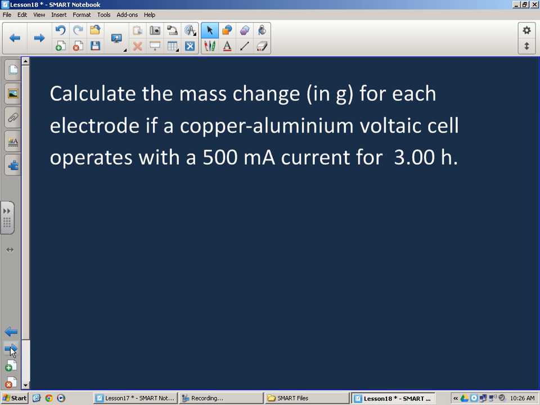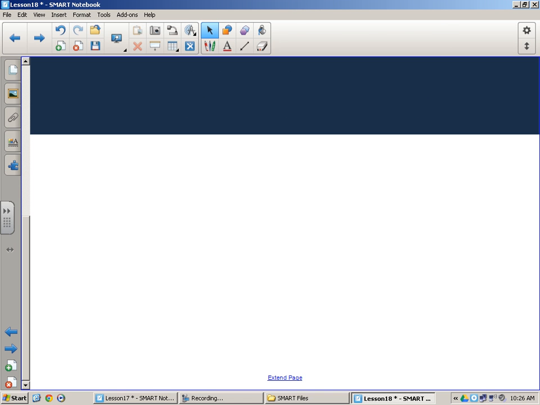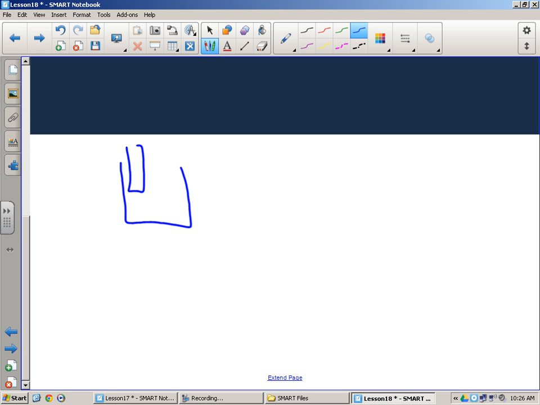It says calculate the mass change for each electrode if a copper aluminum voltaic cell operates with 500 milliamps current for 3 hours. So what we need to do is figure out the mass change for each electrode. If you picture copper and aluminum, it says it's a voltaic cell. We don't have to draw the diagram, but if you wanted to, this is kind of what we're looking at.